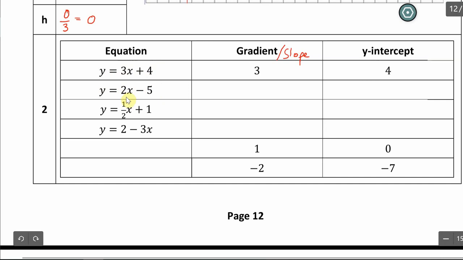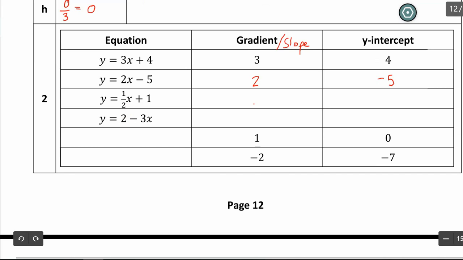4. On the next one, the gradient would be 2, because 2 is the number in front of x, and the y-intercept is -5. So I am going to put the negative because we do that on negative numbers. The number in front of x on the next equation is 1/2. Okay, or you could write 0.5, but they put 1/2, so I'll put 1/2. And the y-intercept is 1. No point putting +1, we can just put 1.